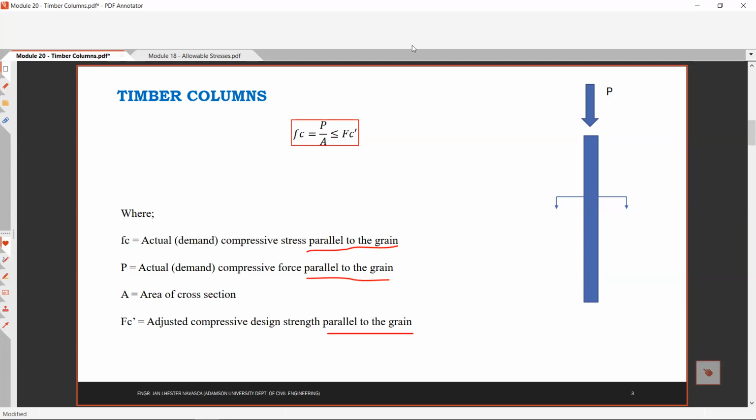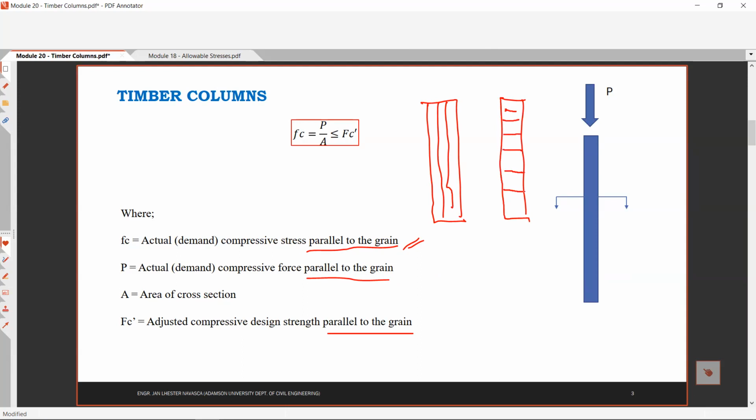So why parallel to the grain? The code says the orientation of our timber column shall be such that the load is parallel to the grain. We can place our timber column with the grain oriented this way. We can also place our column with the grains oriented this way. Okay, so both are possible.